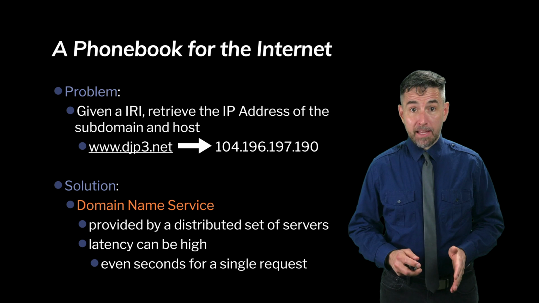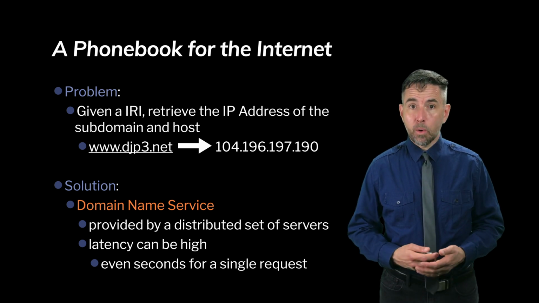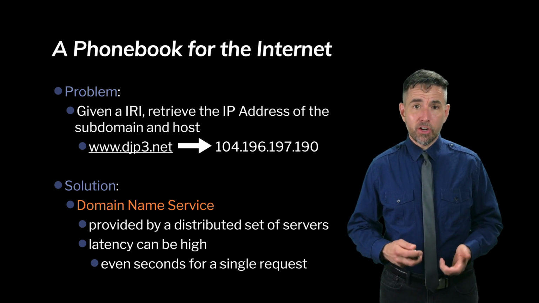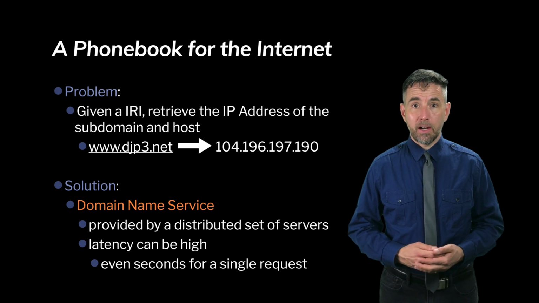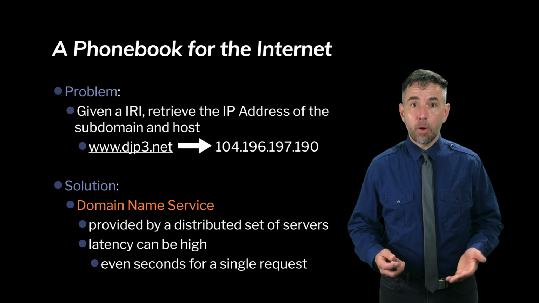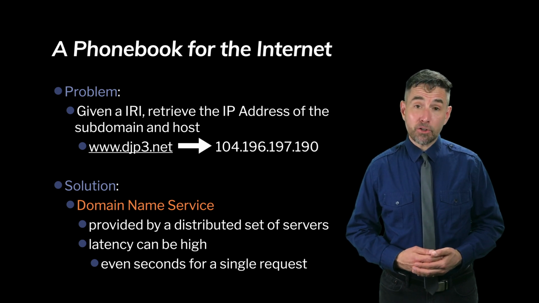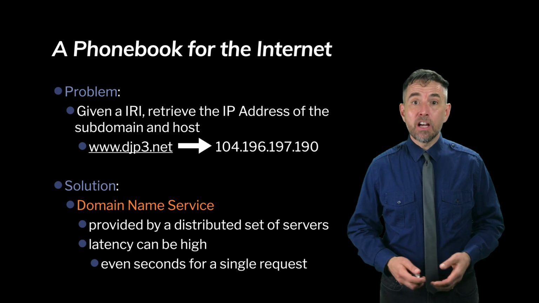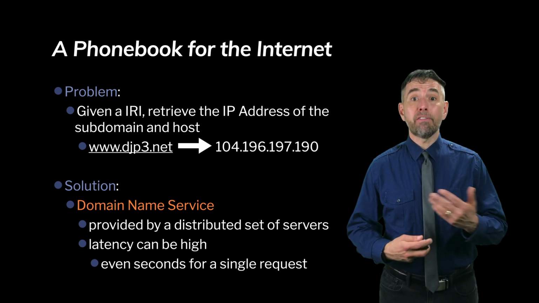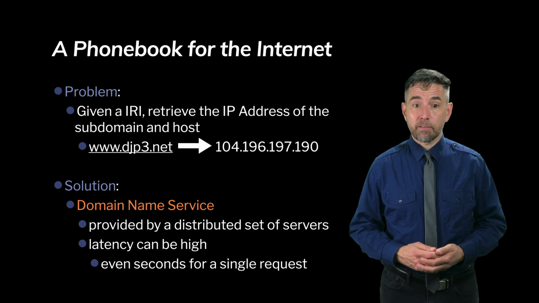The problem is that given an IRI, another name for a URL, we want to retrieve the IP address that's associated with the subdomain and host of that particular lookup. So for example, my homepage, www.djp3.net, needs to be translated into 104.196.197.90 so that your computer can find my computer on the internet. The solution is the Domain Name Service.